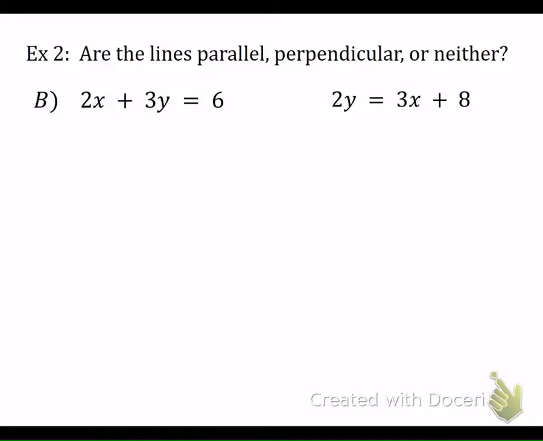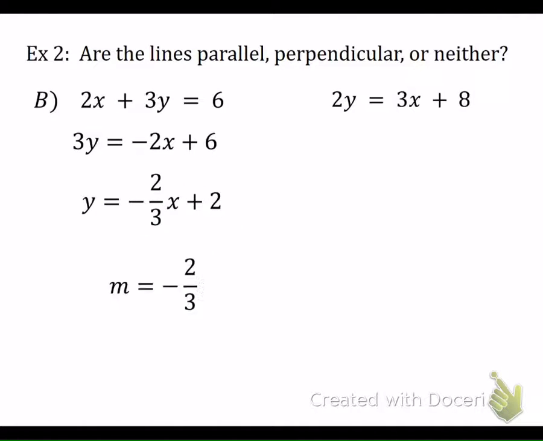Parallel, perpendicular, or neither? How should I start the first one? Subtract 2x from both sides. Divide everything by 3. So I get y equals negative 2/3 x plus 2. Then what? Divide by 2 on the next one. We're still on this one. What's the slope right here? Negative 2/3. Good. All right, and you're correct.